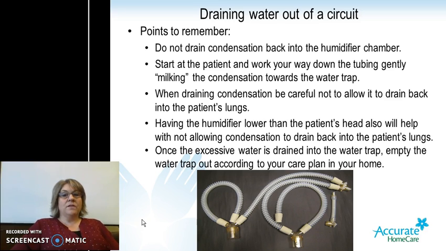When you are draining water out of the circuit or condensation, points to remember: do not drain the condensation back into the humidifier chamber. Start at the patient and work your way down the tubing, gently milking the condensation towards the water trap. When draining condensation, be careful not to allow it to drain back into the patient's lungs. Having the humidifier lower than the patient's head also will help with not allowing condensation to drain back into the patient's lungs. Once the excessive water is drained into the water trap, empty the water trap out according to your care plan in your home.